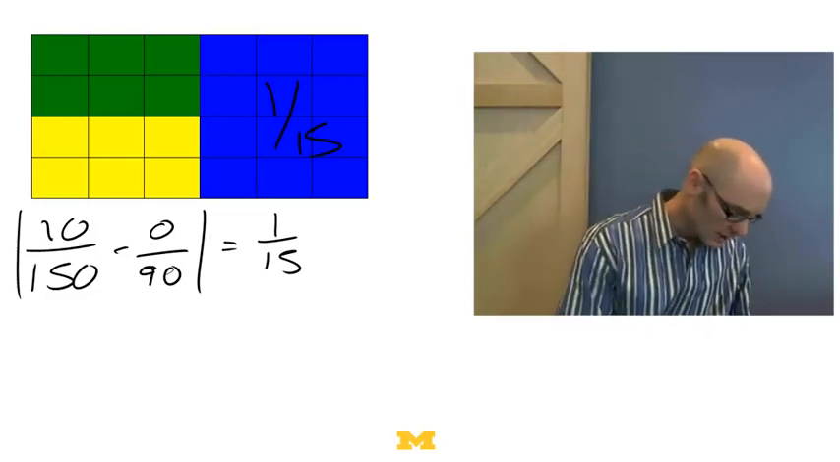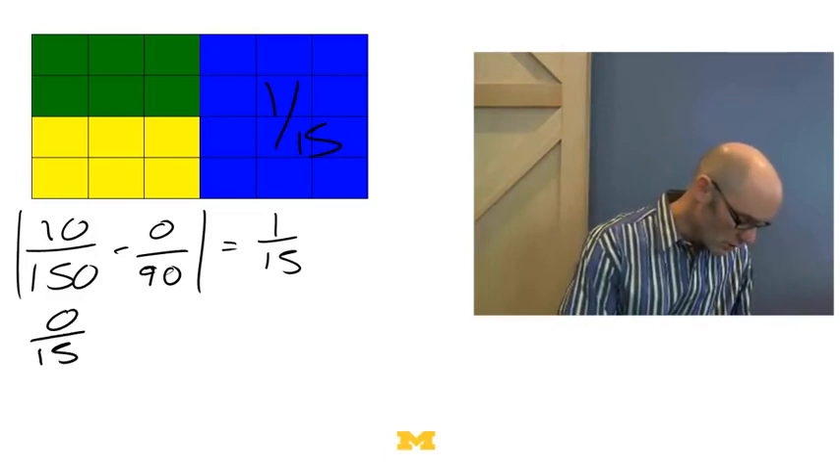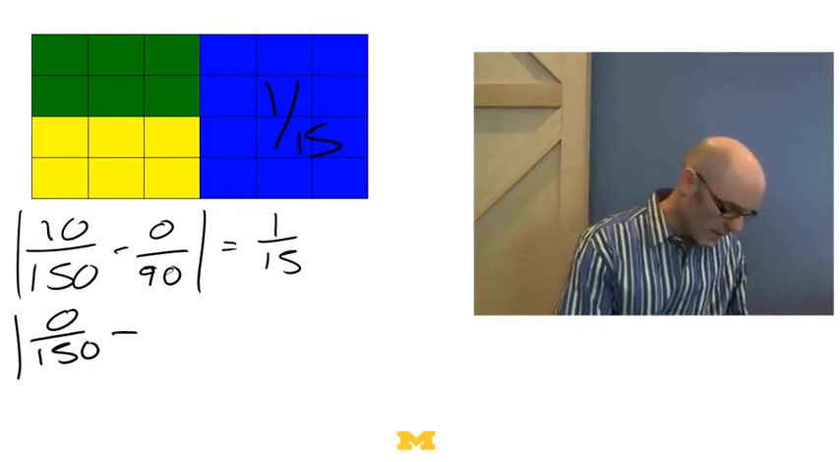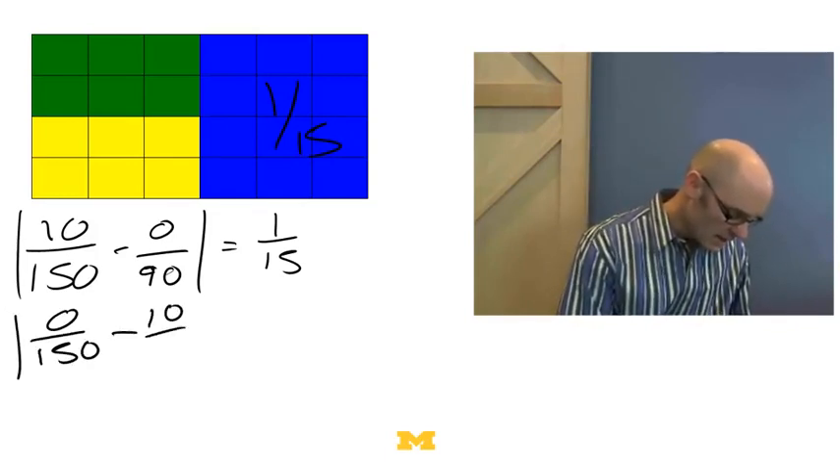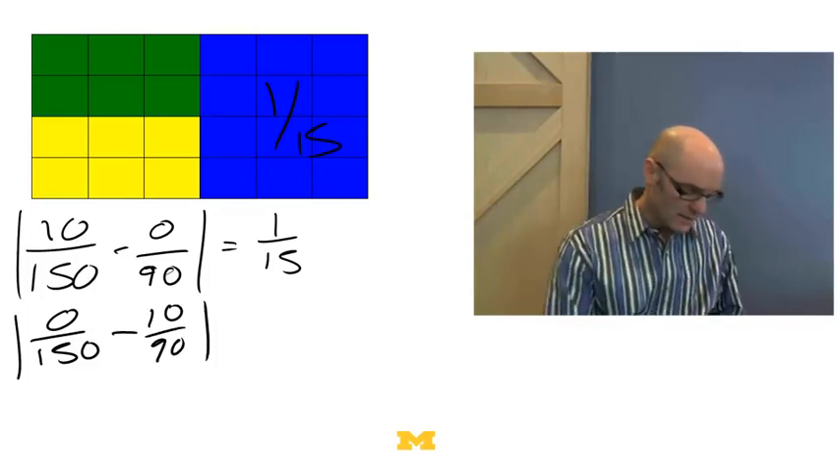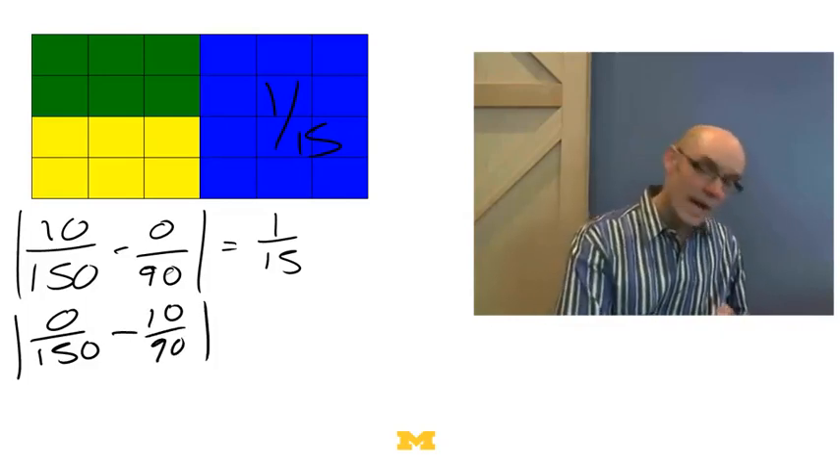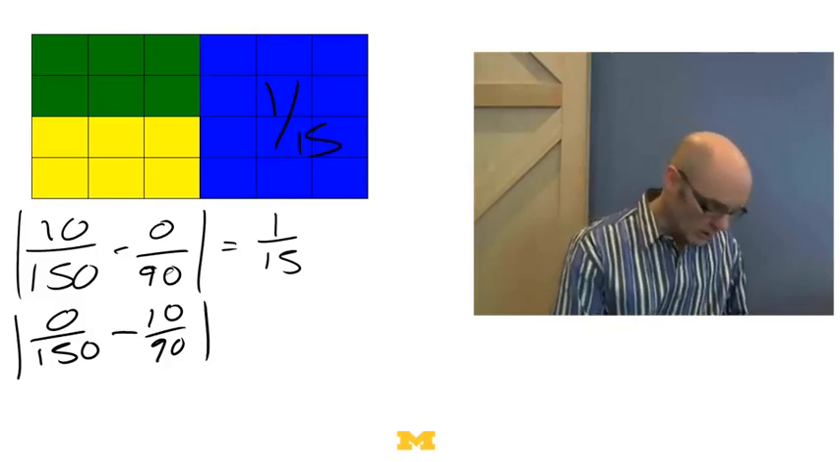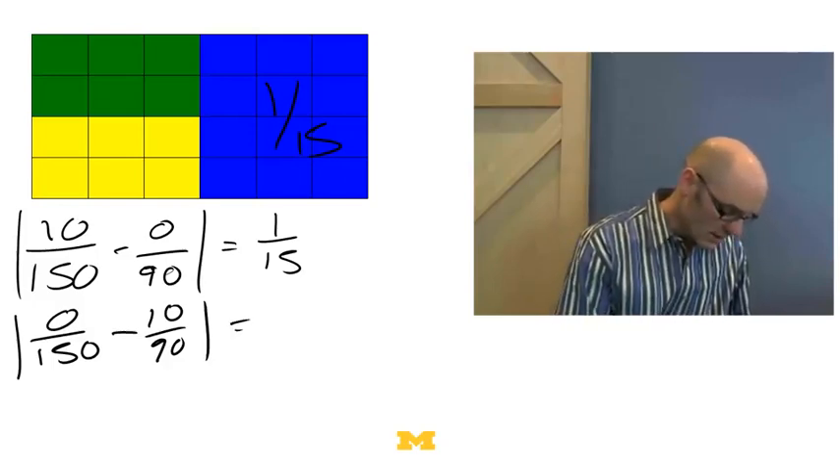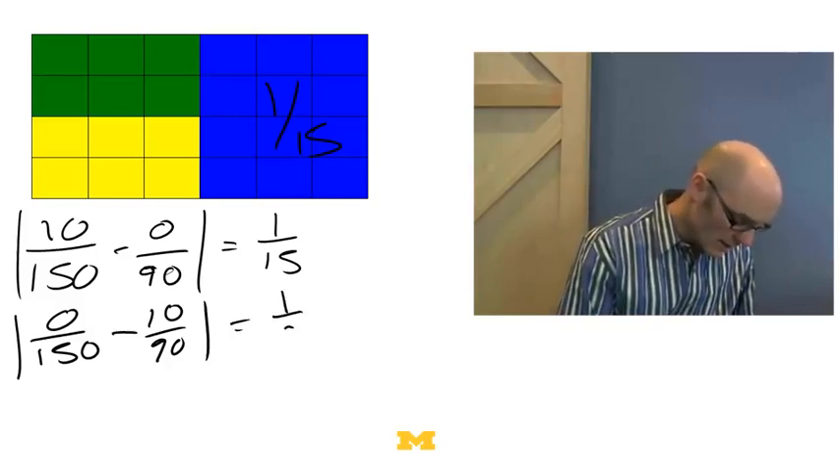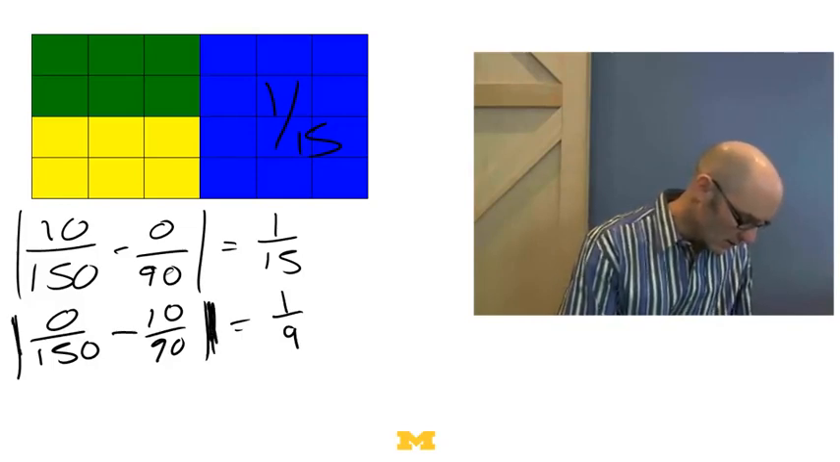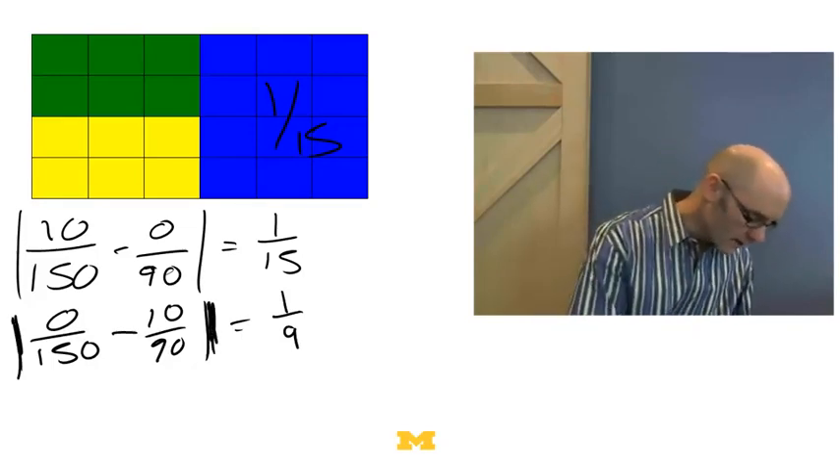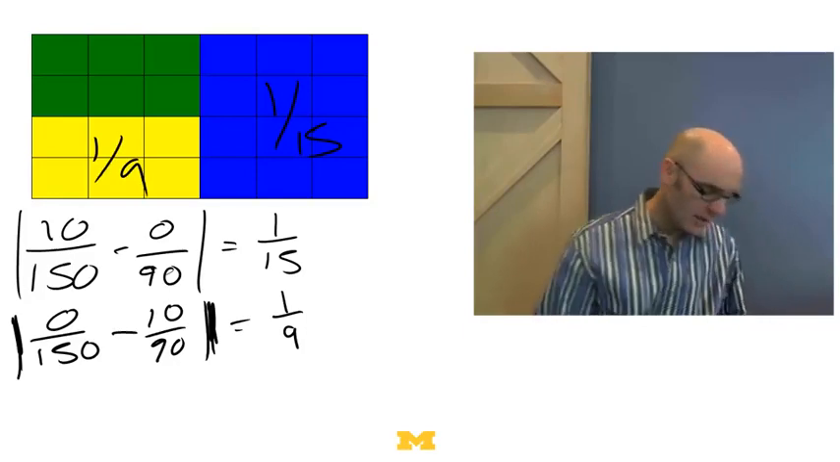Now in these yellow blocks right here, there are no blue people, no rich people. So that's 0 over 150. But there are 10 yellow people, or poor people. So that's 10 over 90. So there are way too many yellow people than there should be proportionally. And so if I take 0 over 150 minus 10 over 90, I get 1/9. Remember, because I've got these absolute value signs here, everything becomes positive. So in these districts, these blocks are 1/9.